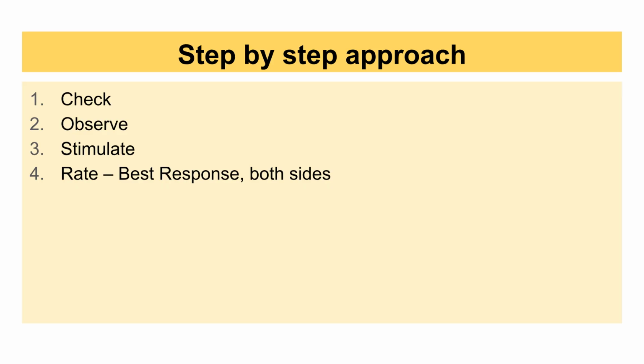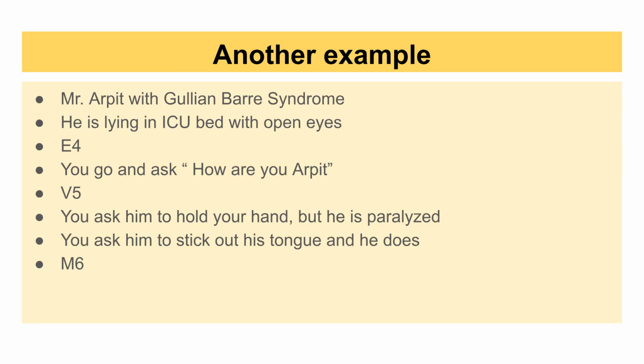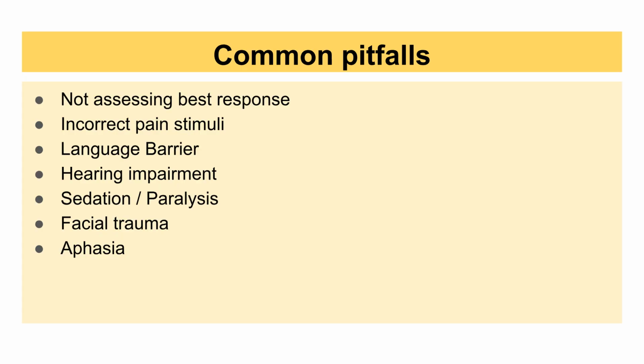The 4-step approach to GCS is: check the patient, observe the response, stimulate if needed, and rate the best response observed on both sides. Consider Mr. Arpit with Guillain-Barré syndrome. Open eyes give E4. Answering "How are you" gives V5. Obeying a command to stick out his tongue, despite paralysis, gives M6. Total GCS is 15.